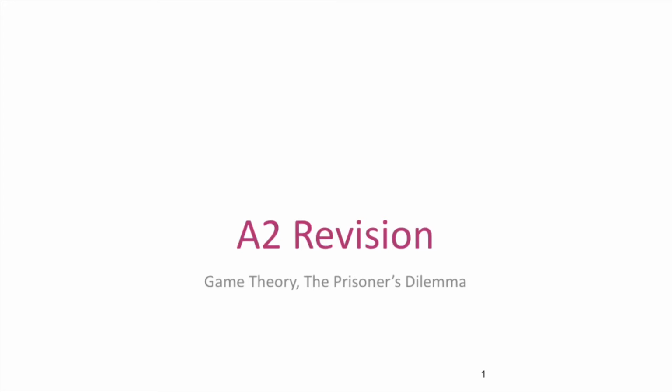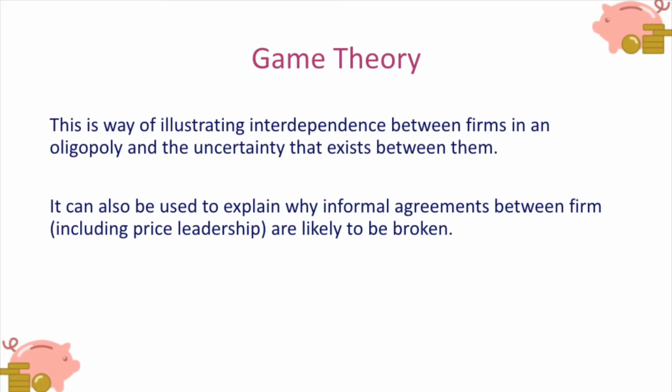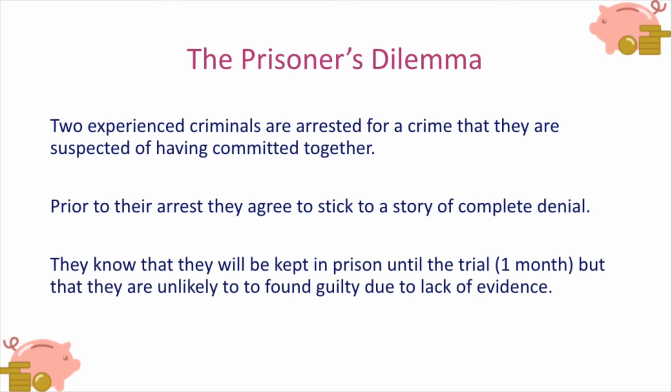This video is about game theory, and we're going to focus on the prisoner's dilemma. We use game theory to illustrate oligopolistic firms' interdependence and uncertainty, and also to explain why informal agreements might be broken. Before we apply game theory to oligopolistic firms, we're going to have a look at the prisoner's dilemma.